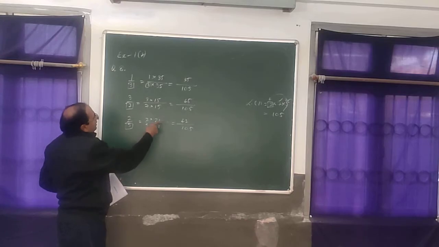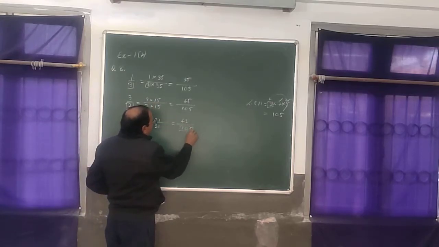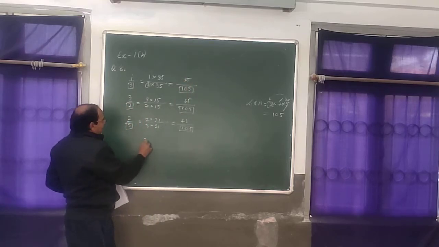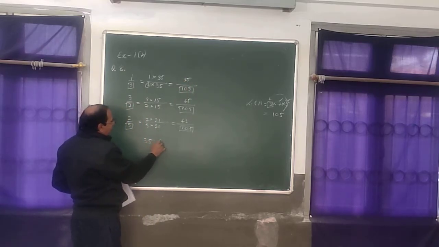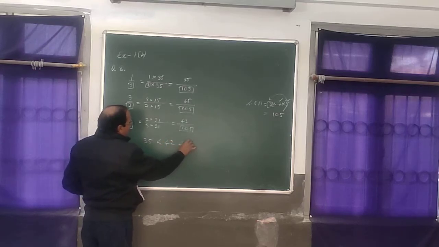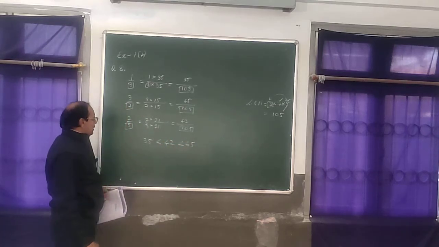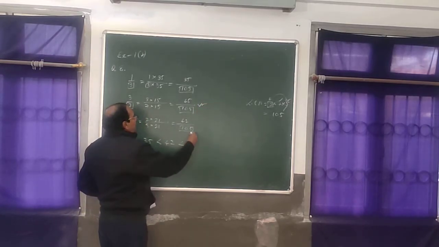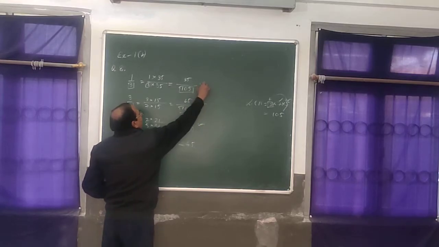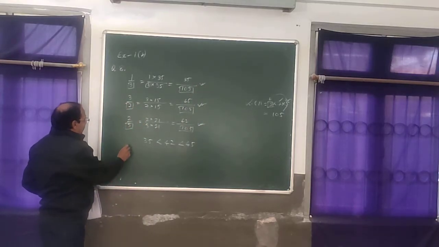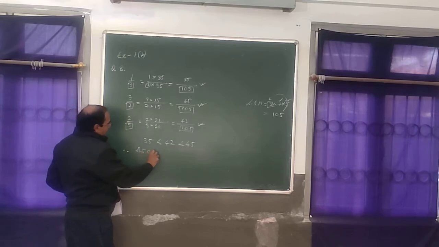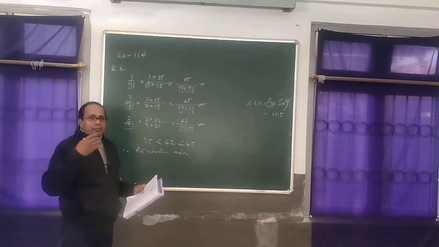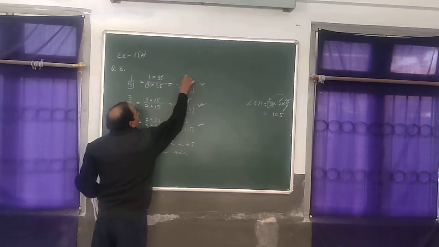Now we can easily have a look, in each case the denominators are same. So 35 is lesser than 42, lesser than 45. So we can say here this fraction is the maximum, then this one, then this one. Now if you write, therefore ascending order means least to biggest. So least to biggest means this one.